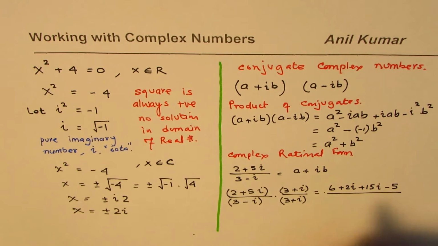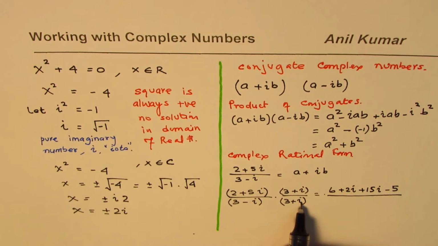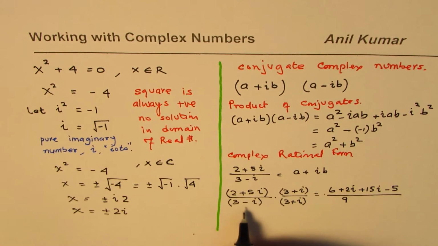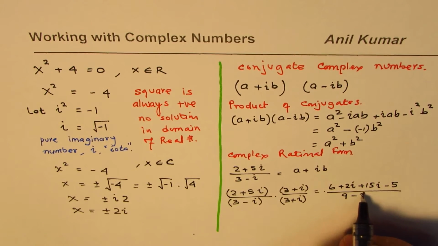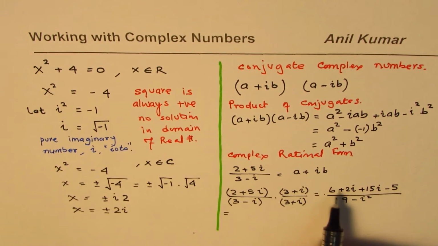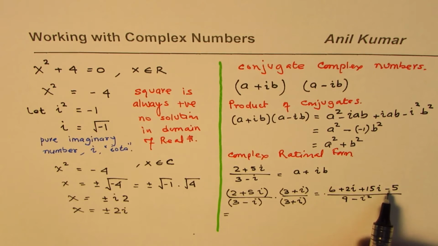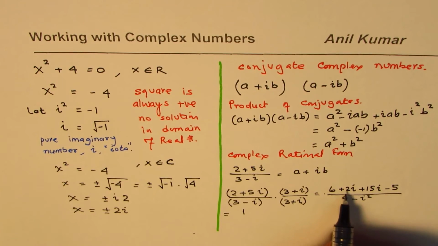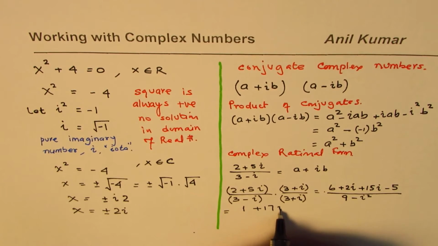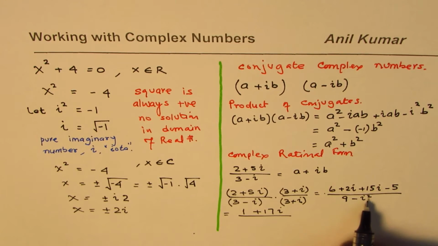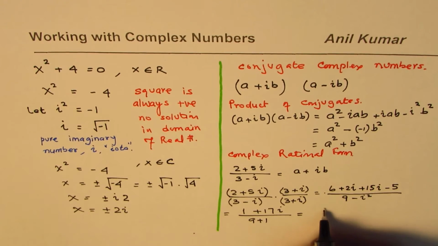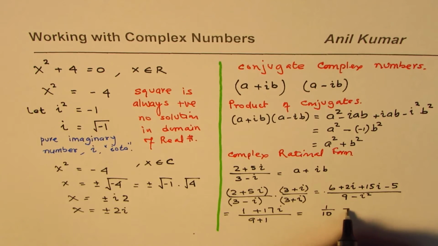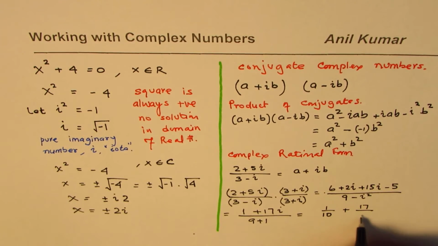Is it okay? Now this is like a minus b times a plus b. So it is a squared, which is 9, minus b squared, which is minus i squared. And i squared, you know, is -1, right? So i squared is -1. Let's write minus i squared first. Okay. Let us simplify this. 6 minus 5 is 1. So we get 1 here. And 2 plus 15 is 17. So we have 17i in the numerator. In the denominator, you know, i squared is -1. So it becomes 9 plus 1, which is 10. So now I could write this as 1 over 10 plus 17 over 10 i.